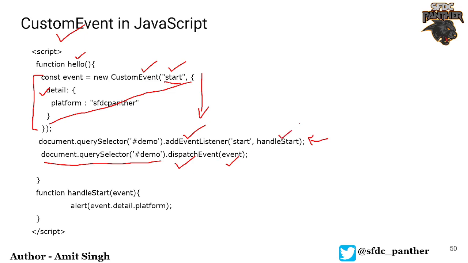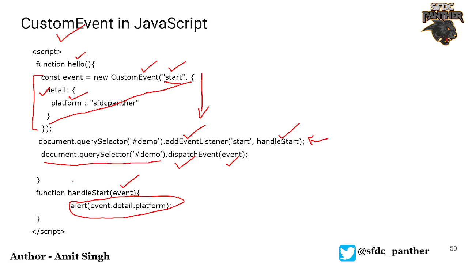Then we have this handleStart method here, and this method is basically doing an alert of whatever data we are sending through this custom event. So it says event.detail, because this is the one we have got, and under it there is one parameter called platform, so we have event.detail.platform.